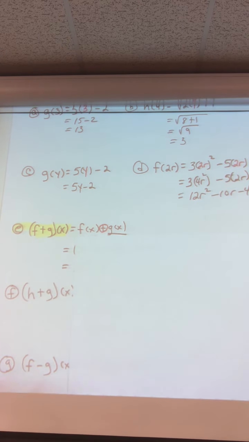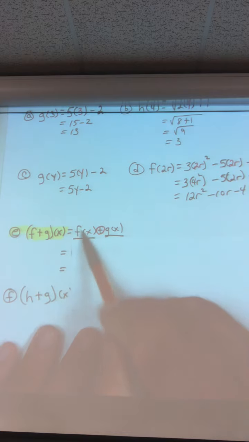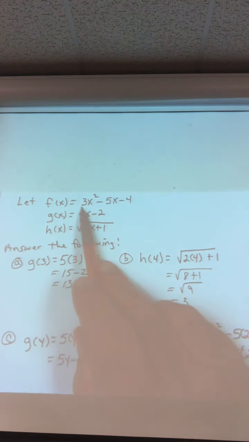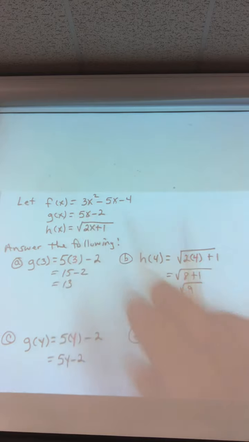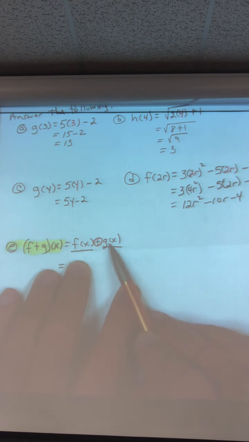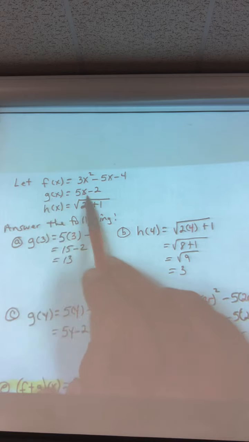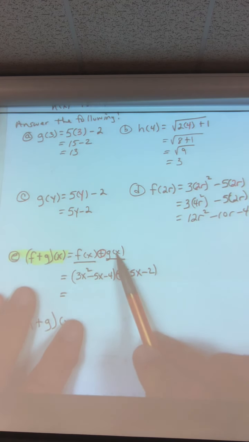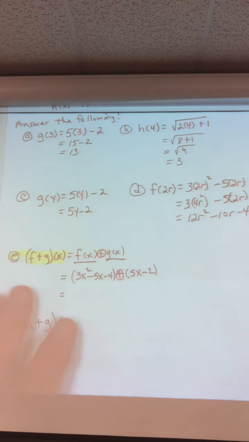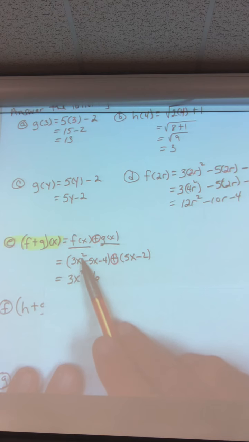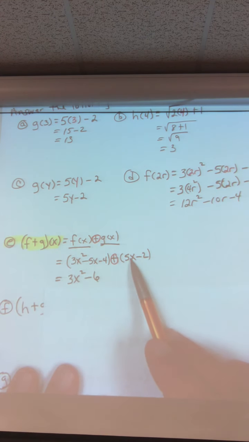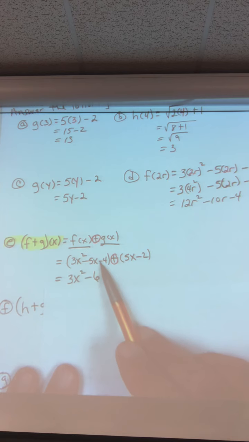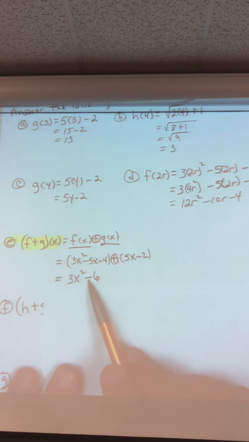Now, what is f of x? F of x is this. What is g of x? G of x is all of this. So all I'm going to do is replace f of x with what it is, replace g of x with what it is, and put a plus sign in between them. And then add your like terms. 3x squared, negative 5x plus 5x adds out to 0. And negative 4 plus a negative 2 is negative 6.